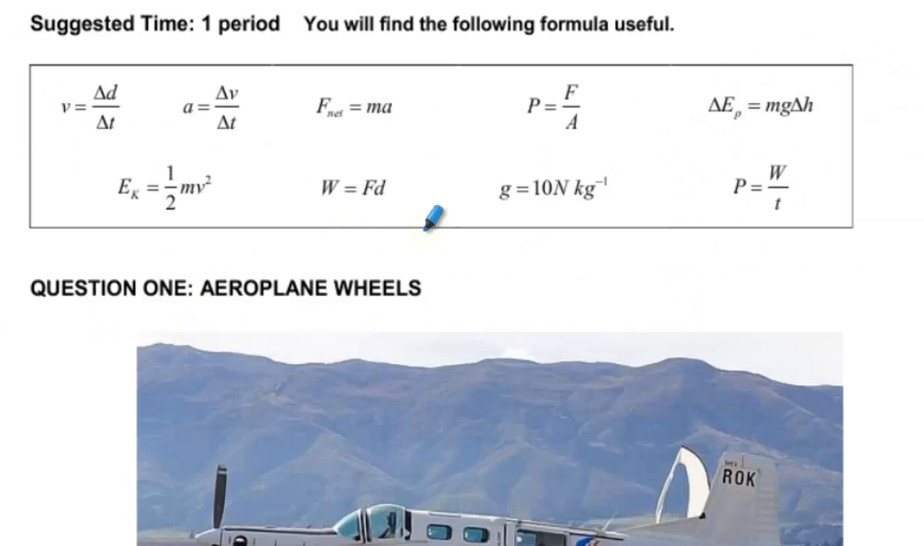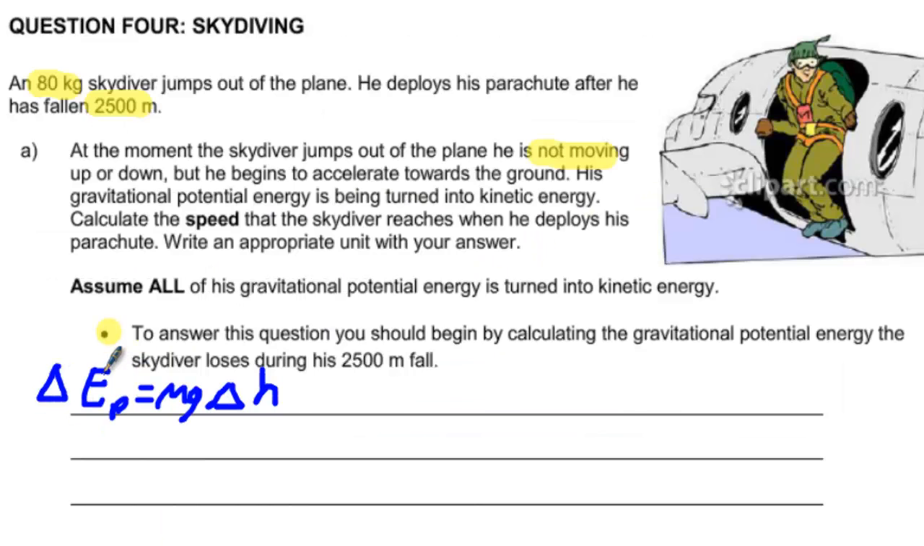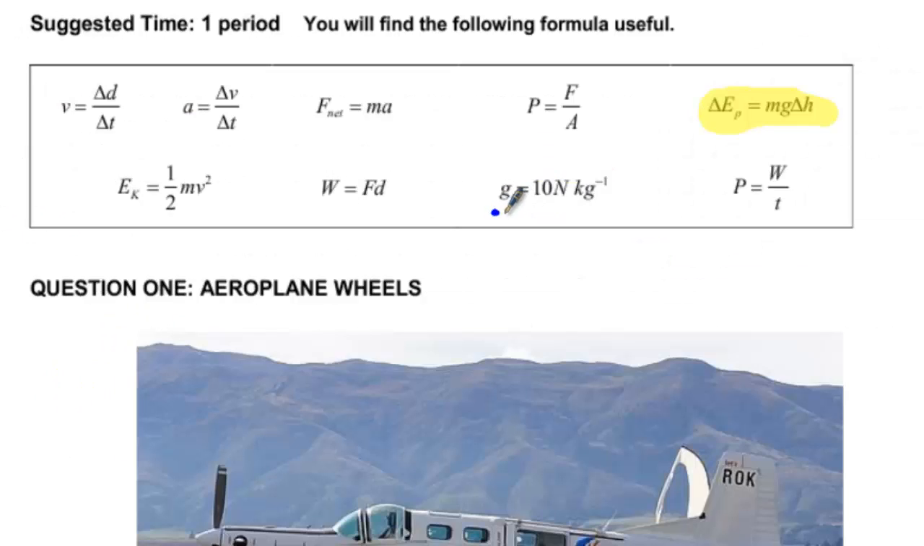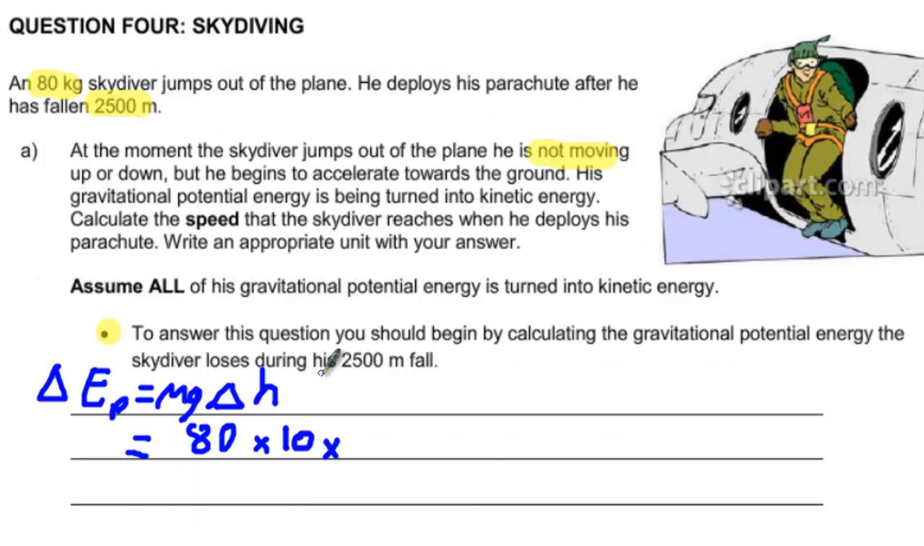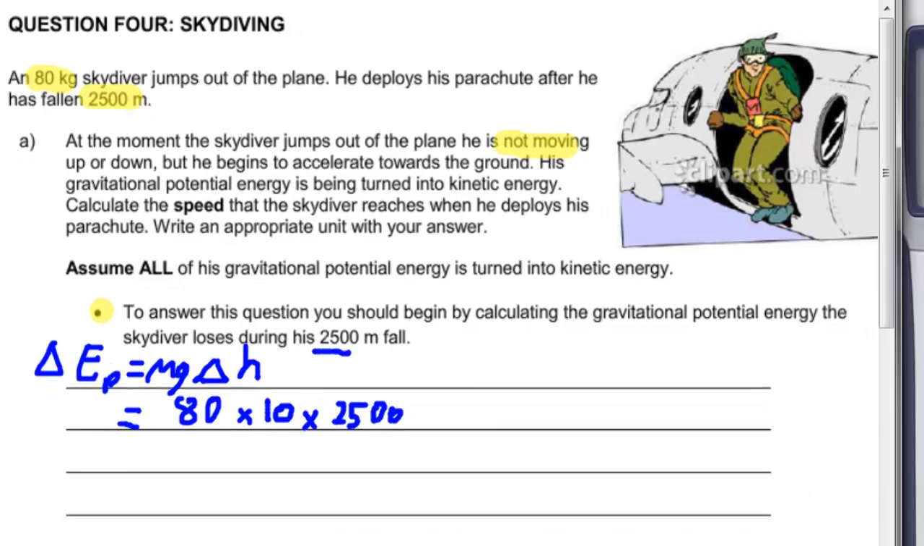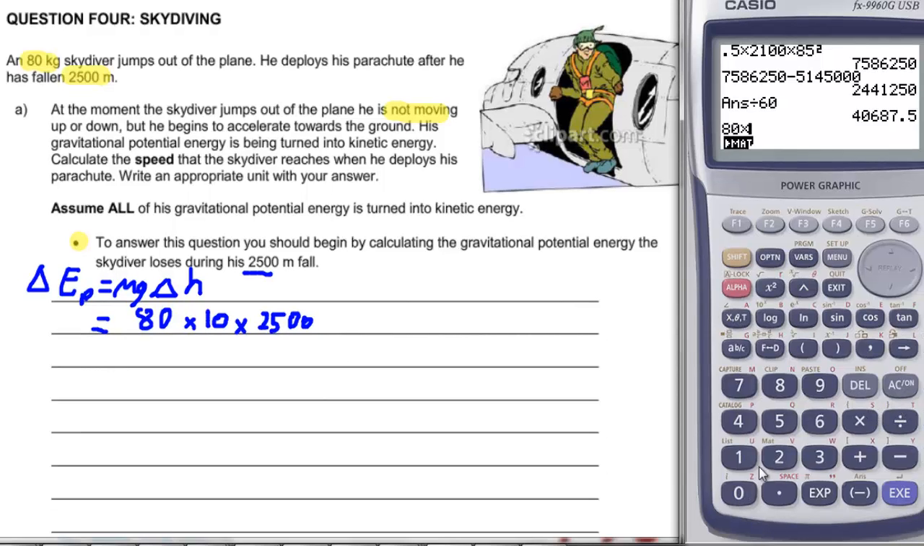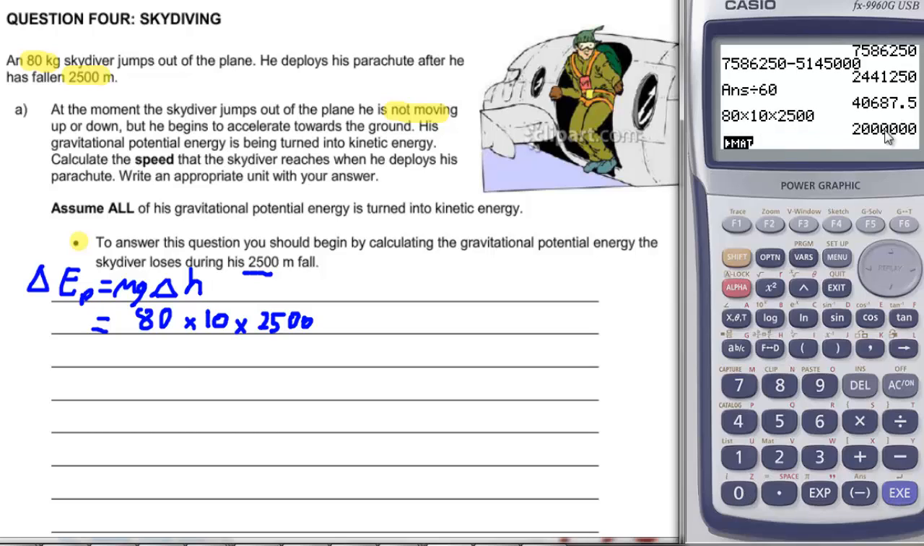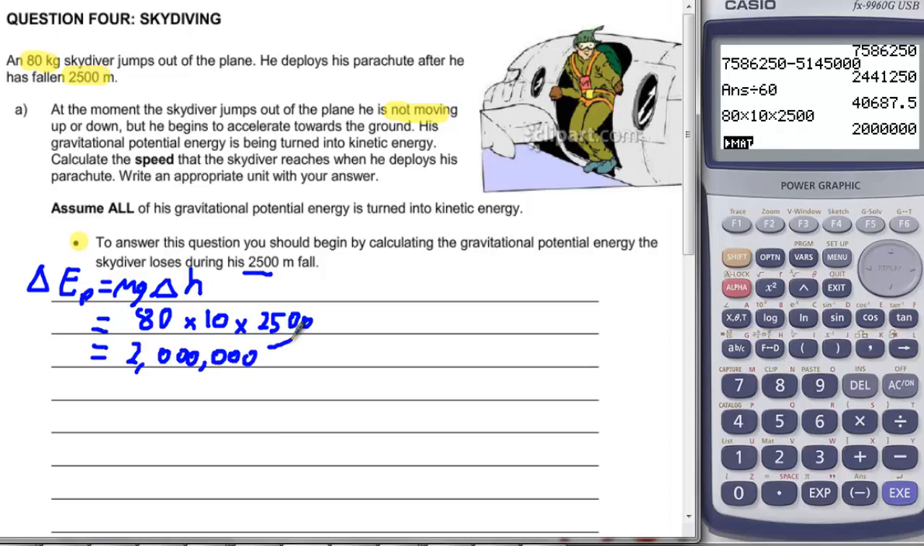If we head over to our formula sheet, we're looking for gravitational potential energy, so we're looking for this formula here. The change in gravitational potential energy equals mass times gravity times the change in height. Well, what was the mass? An 80-kilogram skydiver. What is gravity? Well, let's have a look on our formula sheet. Gravity, g, is over here, at 10. And how much did his height change by? He loses 2,500 meters during his fall. We can come over to our calculator. 80 times gravity of 10 times 2,500 meters gives us an answer of 2 million joules.